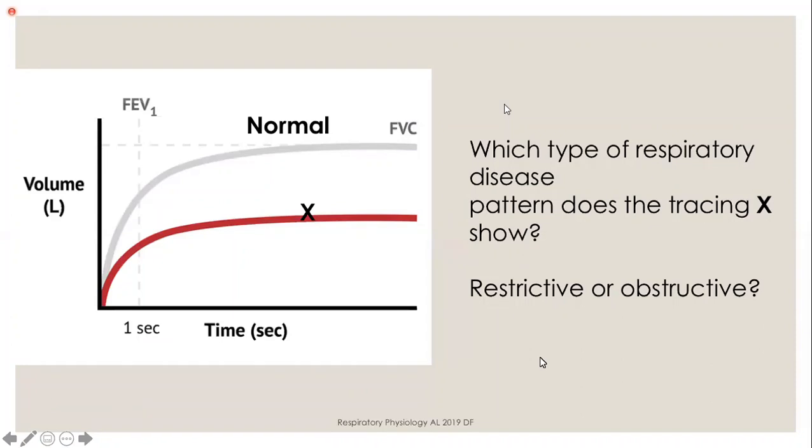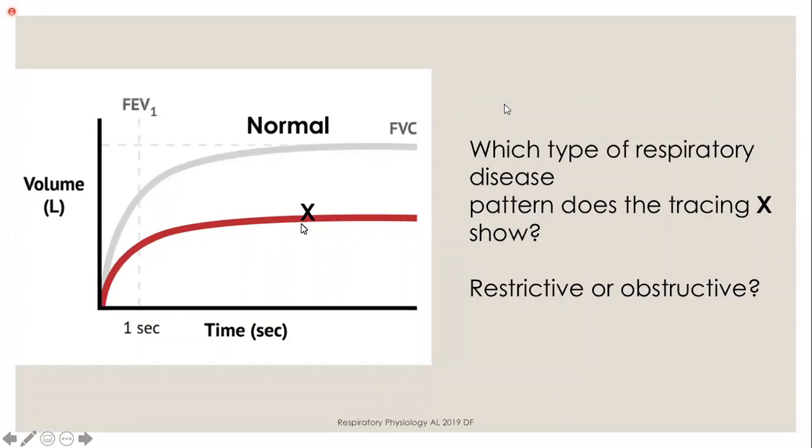Okay, here also I saw that most of you had given the right answer, but some of you had mixed up. So here, what you see is a normal person and the tracing from a person with a restrictive lung disease like in pulmonary fibrosis. I told you if you were to remember one example, just remember pulmonary fibrosis, generalized pulmonary fibrosis, where the lungs will be very small.